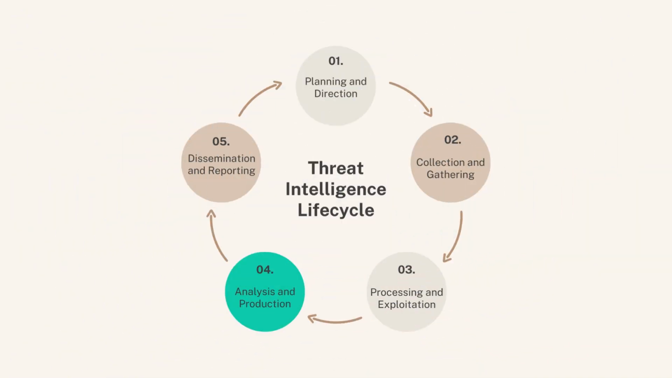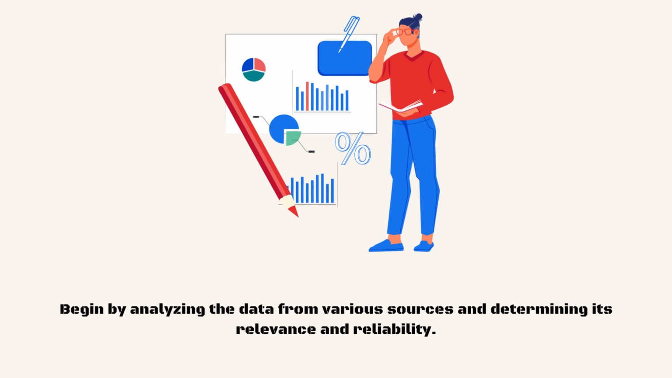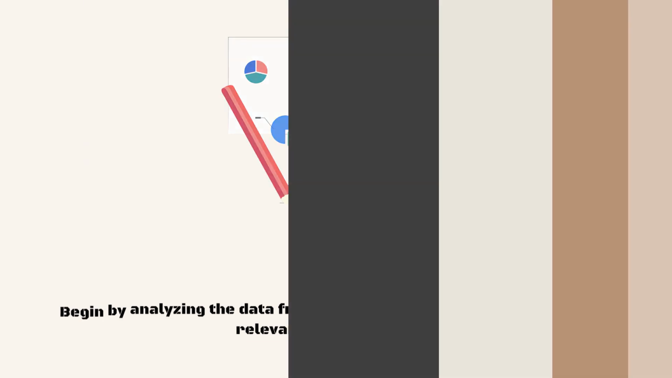4. Analysis and production. Thorough evaluation and context building for a better understanding. This process allows for a more comprehensive understanding of the threat landscape, enabling security teams to make better informed decisions. Begin by analyzing the data from various sources and determining its relevance and reliability.